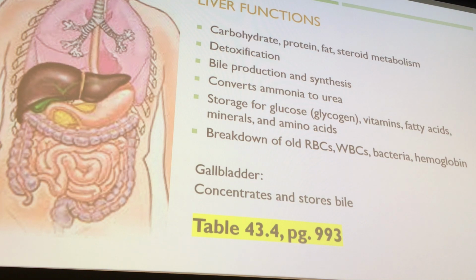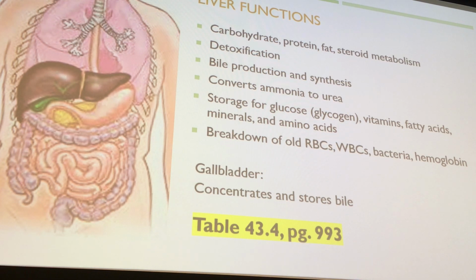Okay, so functions, you guys should know this. It's just a repeat of your patho. You can also look on the table, page 993. Some of the biggies, obviously, the liver functions. It is carbohydrate, protein, fat, and steroid metabolism. It detoxifies, bile production and synthesis. It converts ammonia to urea. It's also the storage for glucose, a bunch of vitamins and fatty acids. And it also is the breakdown of old red blood cells, white blood cells, bacteria, and hemoglobin, okay?